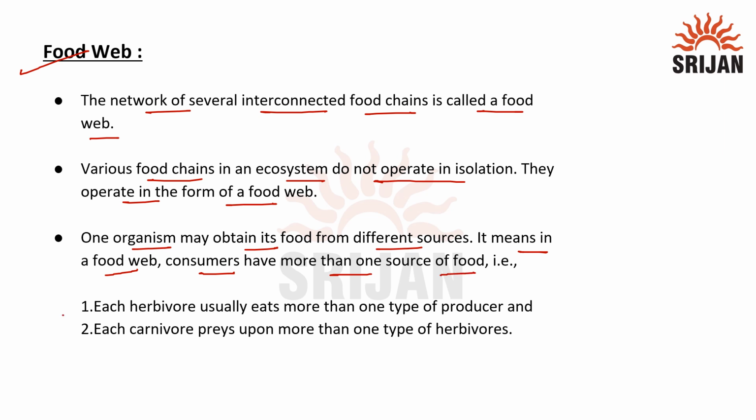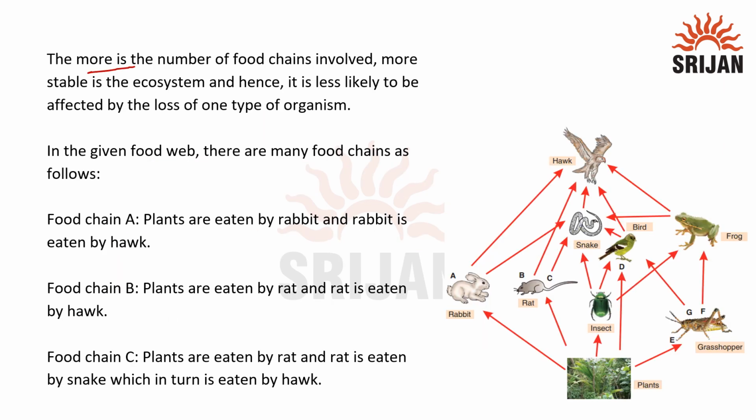That is, each herbivore usually eats more than one type of producer, and each carnivore preys upon more than one type of herbivore. The more the number of food chains involved, the more stable the ecosystem is, and hence it is less likely to be affected by the loss of one type of organism.